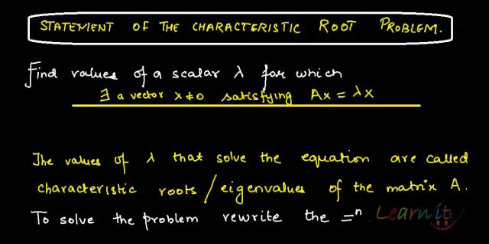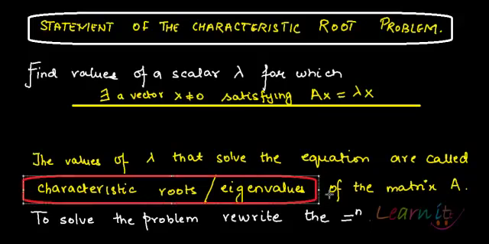So what we are trying to say is that when we multiply a square matrix A with the vector x, that gives us lambda times the vector x. Such a scalar value lambda is what we need to find out. The values of lambda that solve the equation are called the characteristic roots or eigenvalues of this matrix A.